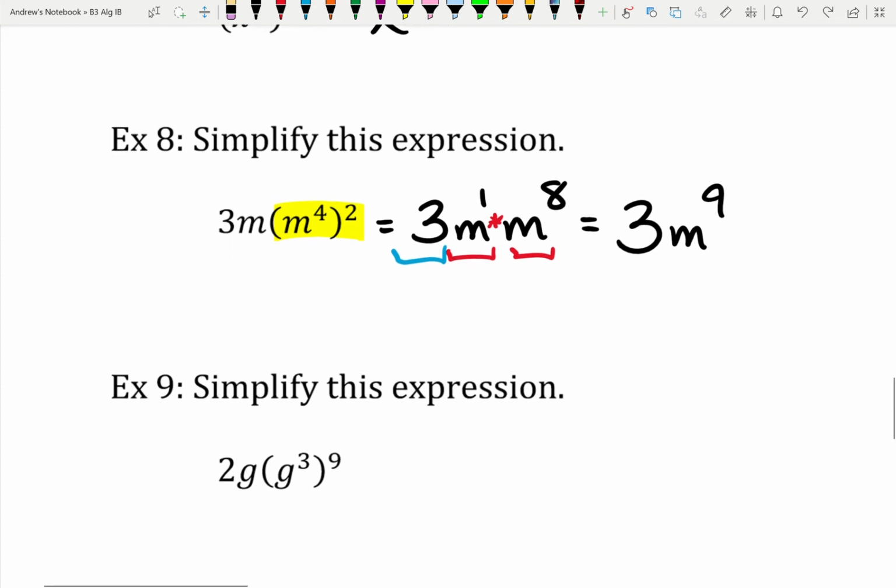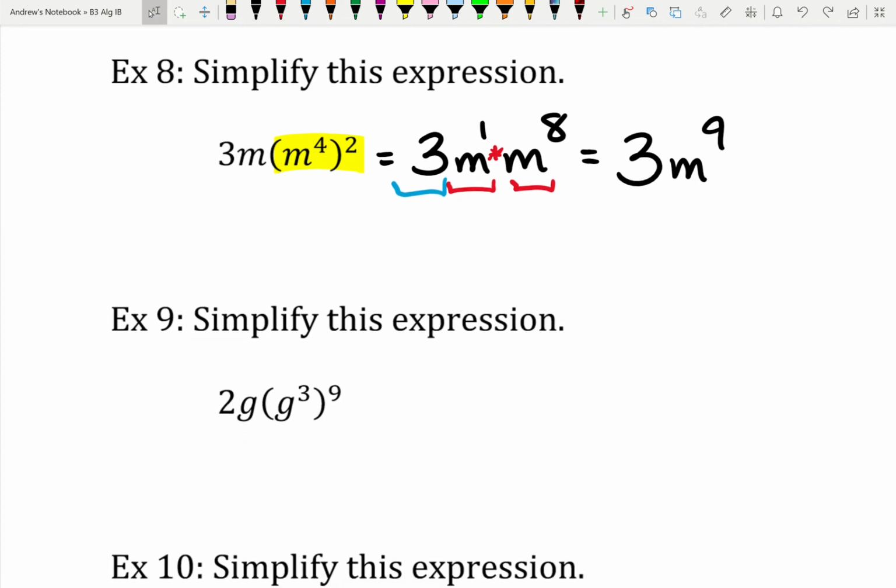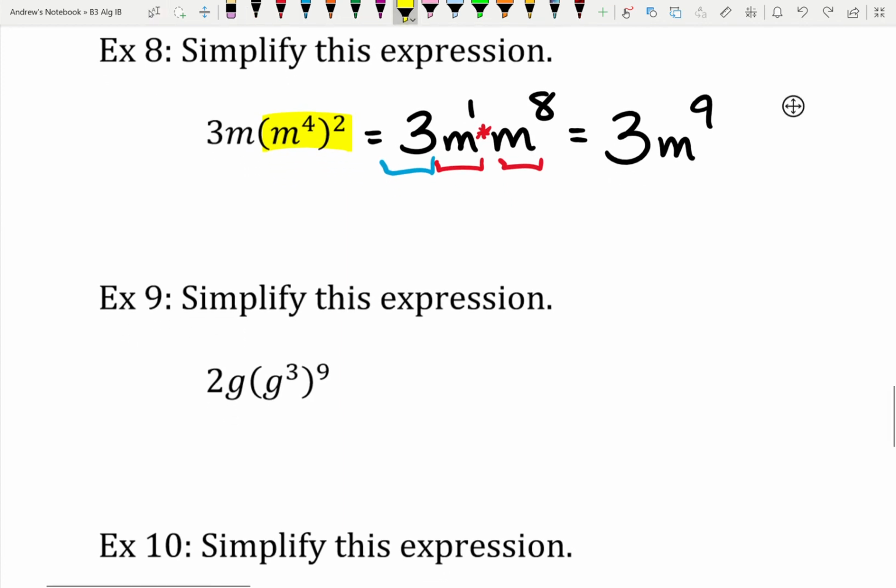Okay. Let's try 9 out. Same kind of idea. I'm going to start with just the stuff including the parentheses. So that 2g is just going to come along for the ride. When we have g to the 3rd, in the parentheses to the 9th power, we multiply 3 times 9. That gives us 27. So very similar to the last one, we're multiplying these things. These both have g.